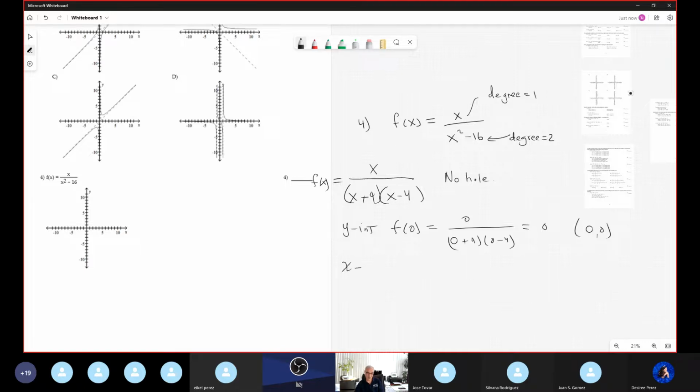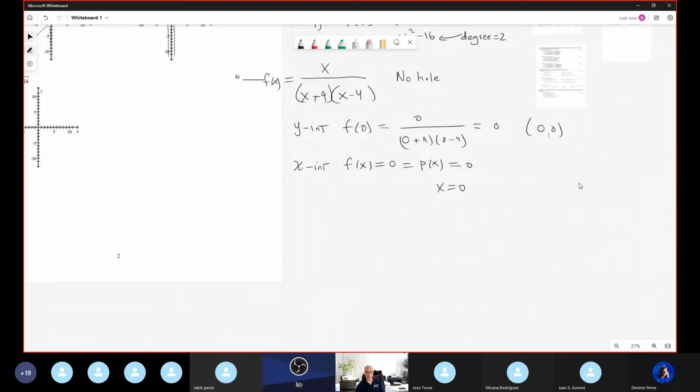I try the x-intercept. What is the formula for finding the x-intercept? f of x equals 0, which is equivalent to saying p of x equals 0. In other words, the polynomial in the top equals 0, and the polynomial in the top is x, so x equals 0. We conclude exactly the same: (0,0). So we have only one intercept, a coincident x-intercept and y-intercept at the origin, (0,0). End of the story.